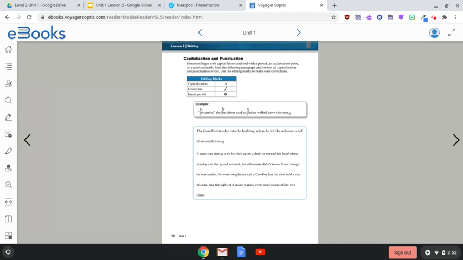Read the following paragraph and correct all capitalization and punctuation errors. Use the editing marks to make your corrections. Notice capitalization is 3 little lines under whatever letter needs to be capitalized. A lowercase is a slash, where you write the lowercase letter above it. And when you want to insert a period, you put a period with a circle around it.